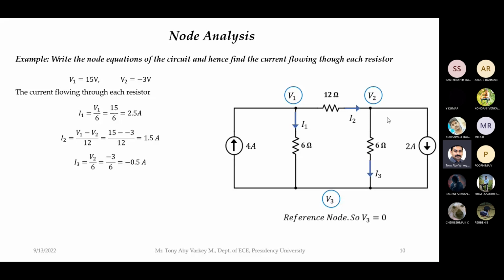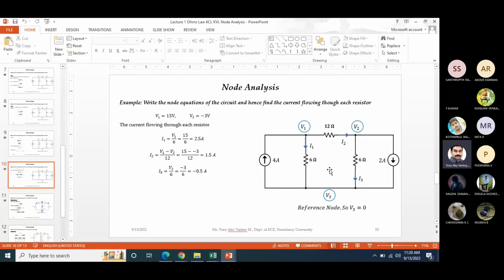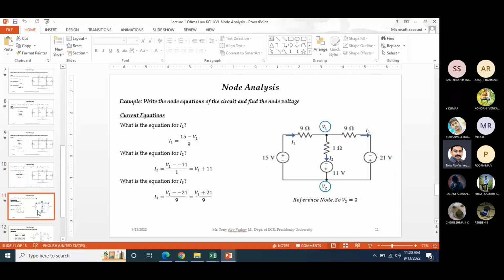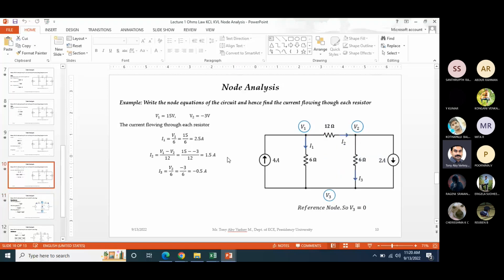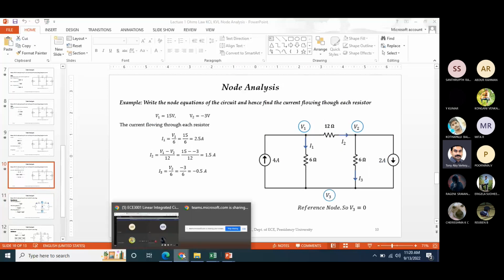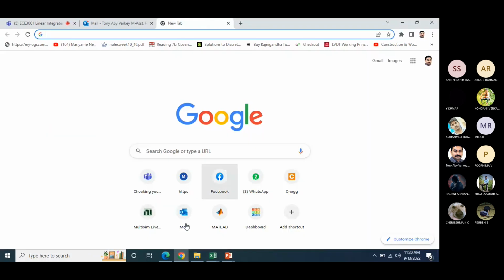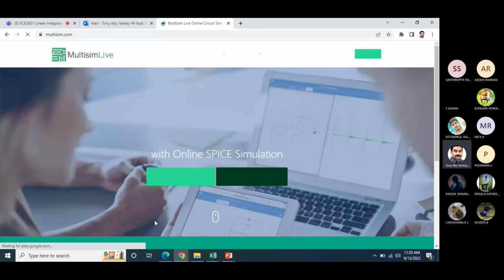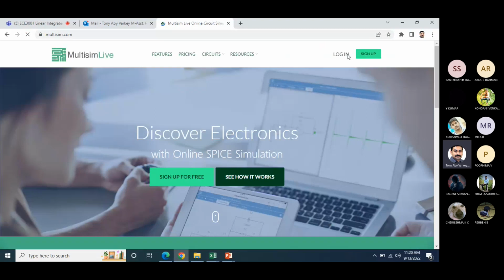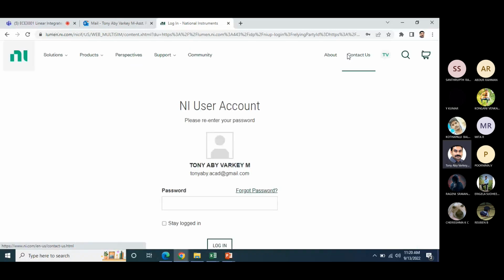So we will try to simulate this in Multisim and check whether we are getting the same answer. That is what I want to do. And another example I have given here so that you can go through it after this class. So let us go to NI Multisim. I hope you guys have created the account. I'm going to NI Multisim. So nimultisim.com, then log in. You can also try it out, because the assignments I will be giving are based on this.